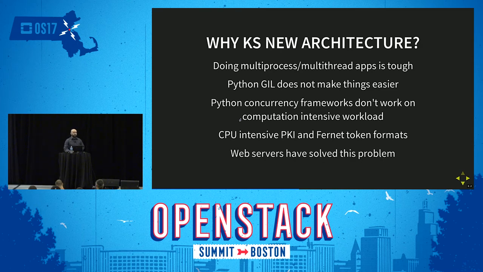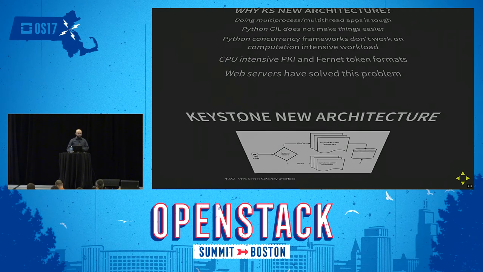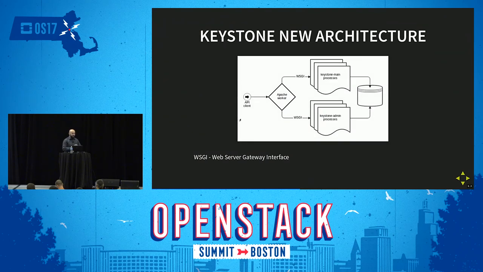And the truth is that way, way ago, web servers like Apache or Nginx or whatever else already resolved the problem with multi-processing, multi-threading and concurrency, okay? So why not use them? And right now, the new architecture, which you will probably get when you take any installer, like the OpenStack installer, and install it by default, your Keystone will use this new architecture, okay?